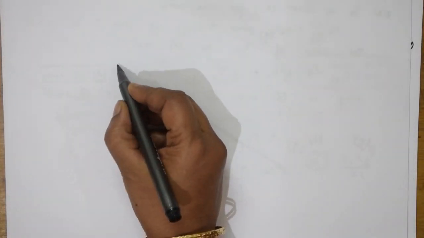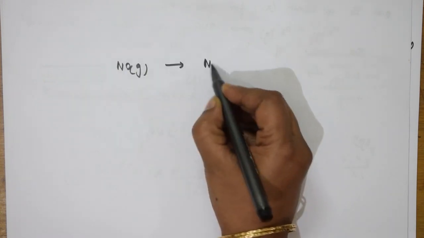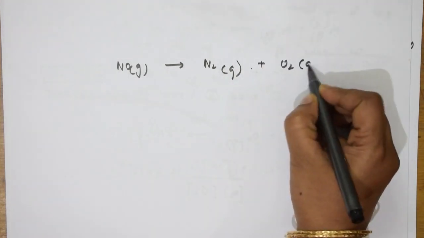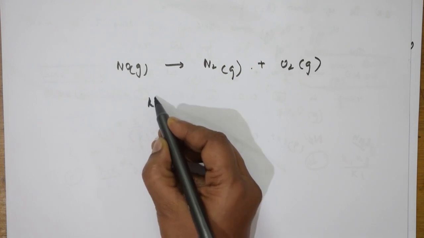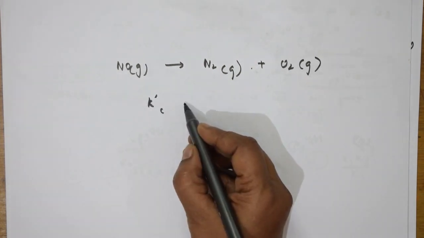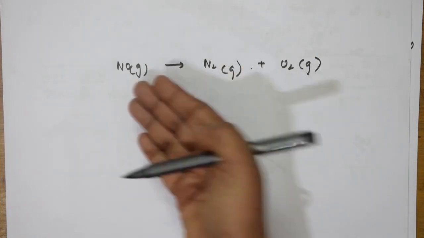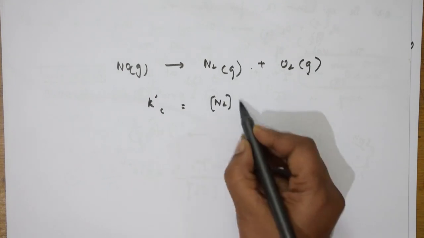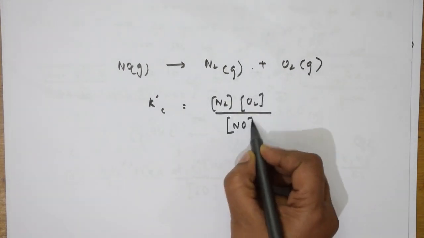So for that reaction, let us note that reaction. They've given us NO in gaseous state, which gives N2 gaseous plus O2 gaseous. This is what is given to me. Now let us use a new K prime C for this. K prime C is basically products by the reactants only, isn't it? So let us write that: concentration of N2 into concentration of O2 divided by NO.